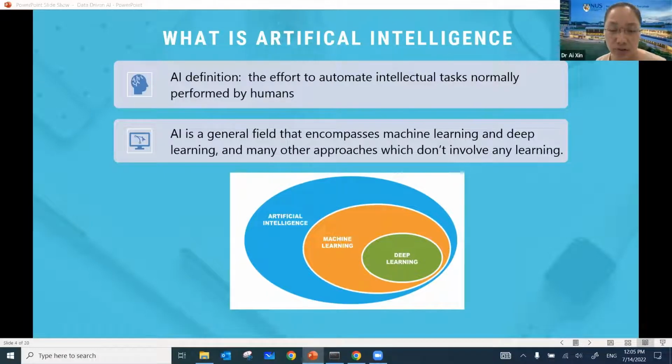AI is actually a very, very general field. It covers many interesting topics, including machine learning and deep learning. It also covers many other technologies or approaches which do not involve any learning at all.